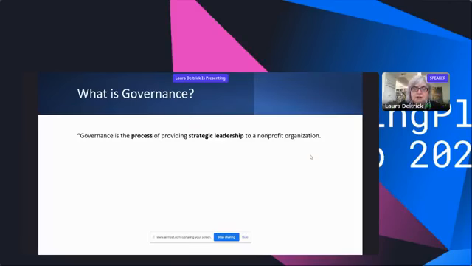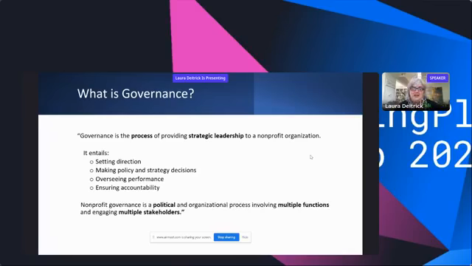So ultimately, if we're going to talk about governance, we're going to talk about what is governance. So here's an academic definition of governance, but I've highlighted some topics, some words that I think really kind of get to the end of it, right?